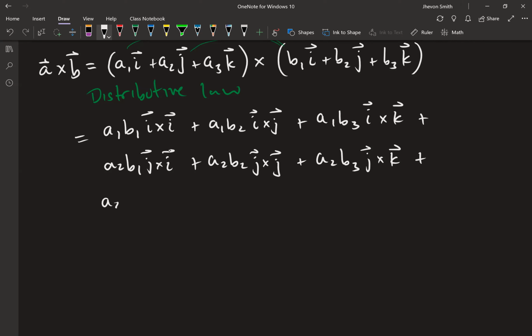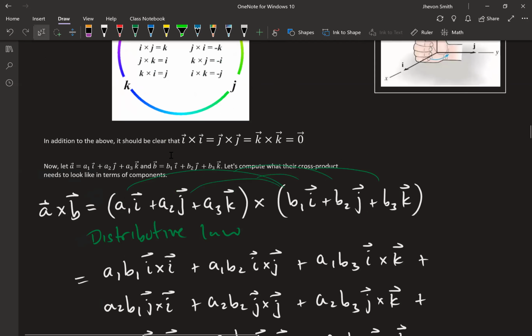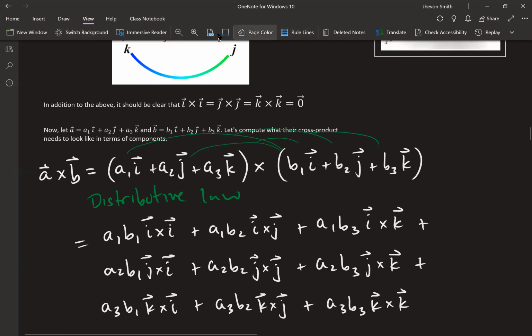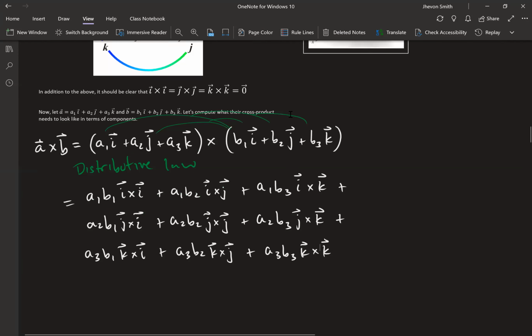Plus distributing the A3s, A3B1 K cross I, plus A3B2 K cross J plus A3B3 K cross K. Now, let's see what all these guys are. I don't know if we can actually fit that page. Maybe I'll reduce the size a little bit so we can actually see.